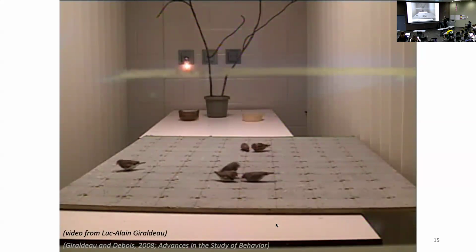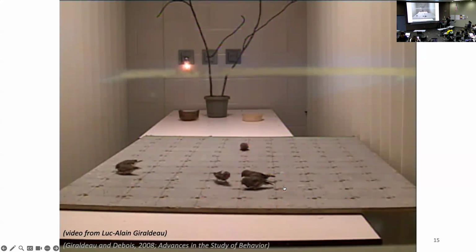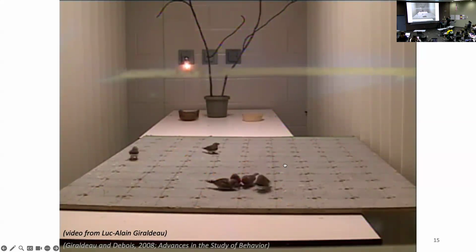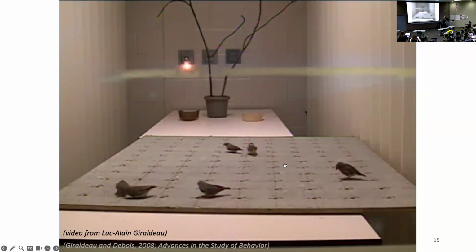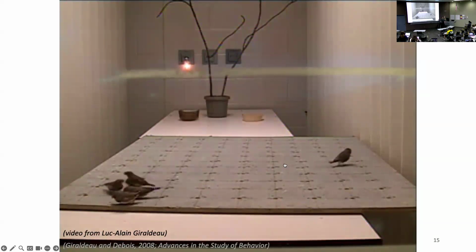So here's a video of one of these experiments where you put them on a grid like this. There's these tiny little cups, and some of these cups have seeds in them, other ones do not. And if you watch these birds, there's some birds that are walking around looking for cups to stick their little beaks in. And there's other birds that don't seem to be doing that, but instead seem to be following other birds around.